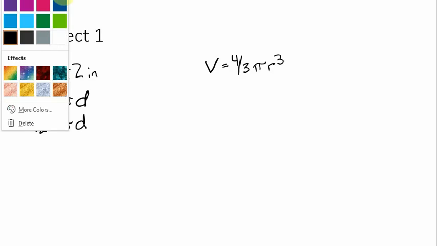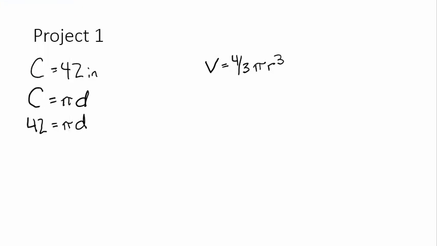In order to do that, we're going to divide 42 and pi d by pi. The pi's cancel each other out, leaving me with just diameter on one side. And we're going to divide by pi, 3.1416, to get 13.37 for a diameter.